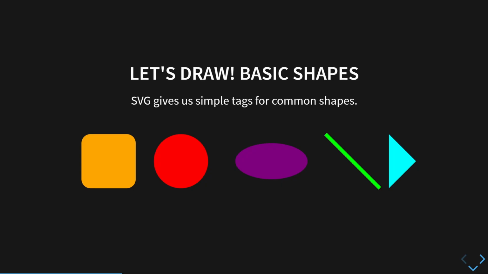Alright, let's get to the fun part. Drawing. SVG provides specific tags for creating basic geometrical shapes. We'll look at the most common ones now. I've put each shape on its own slide, so let's begin.